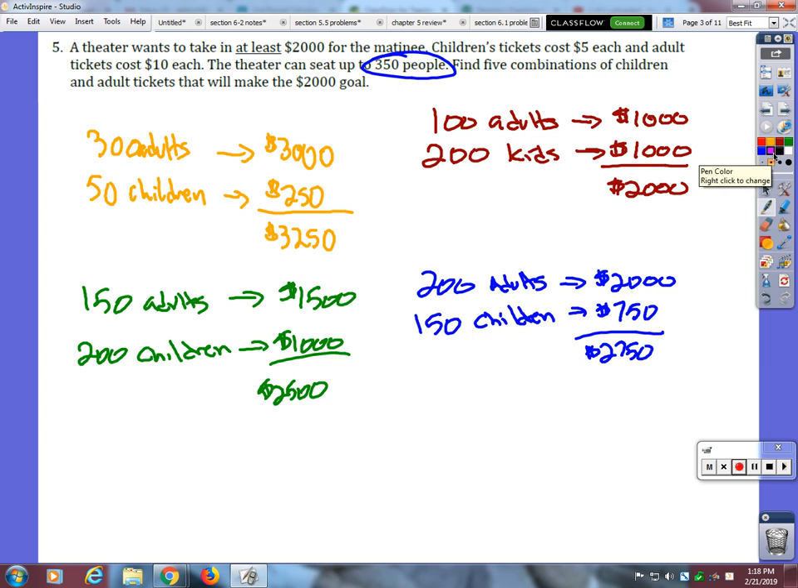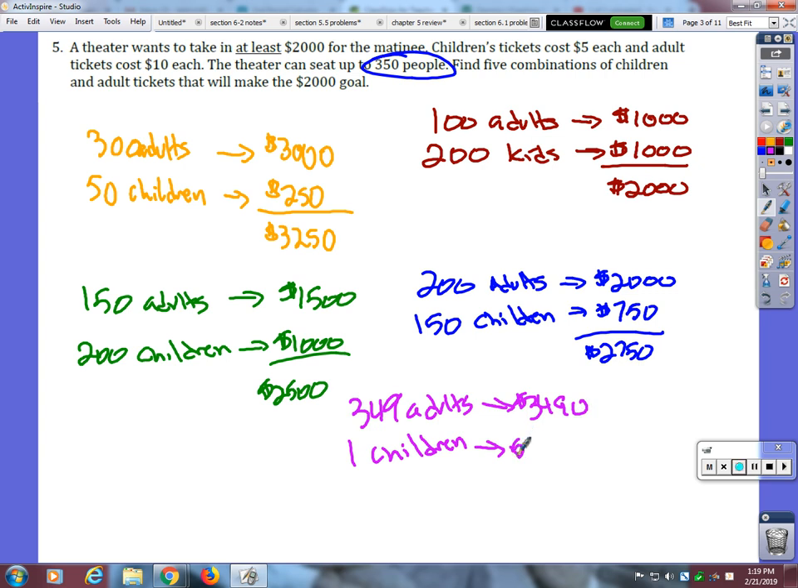Okay, what do you got? 349 adults. And who wants kids in your theater anyway? One child. So the 349 adults would give you $3,490. The one child would give you $5. So $3,495. So all of those work, right? Okay? So there's lots of different ways that you could solve that piece of the puzzle.